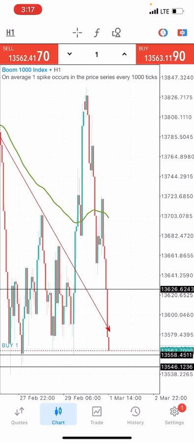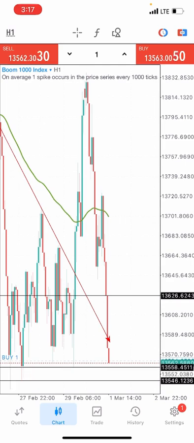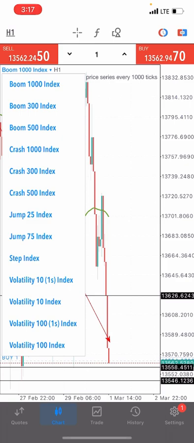So let's expect the spike, and if it does not spike, just like I told you, I have my strategy. I have my trading plan. If it does not spike as expected, then we'll be out. We'll be out for real.